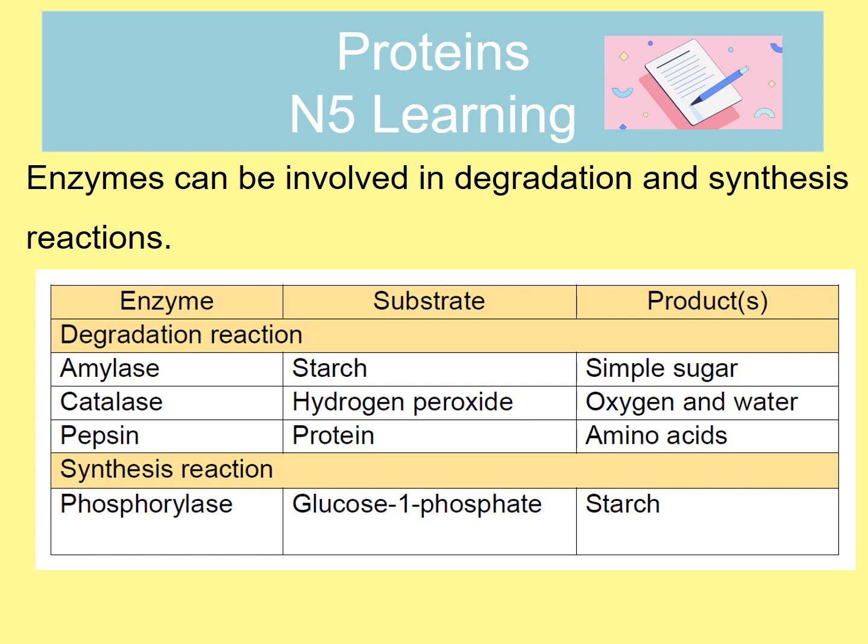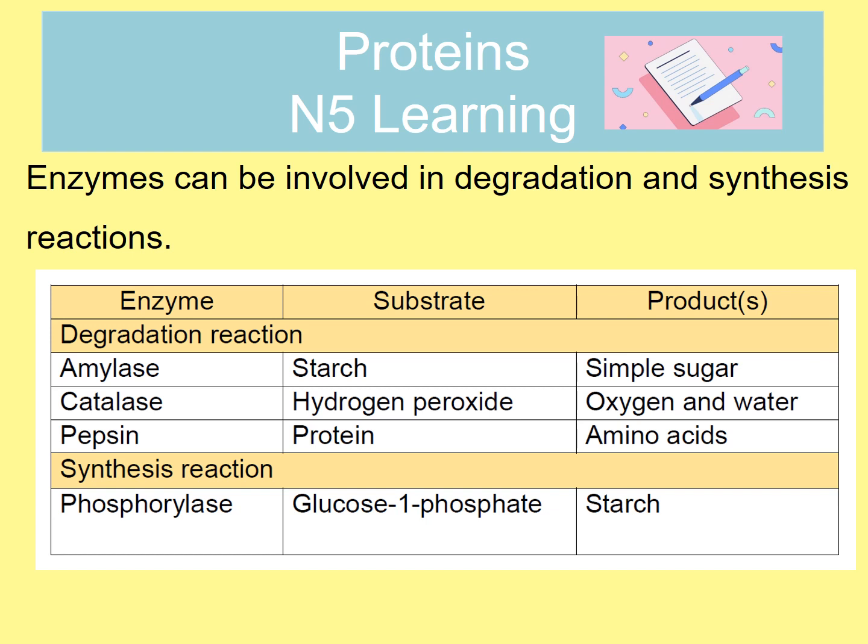Here's an example of some of the common enzymes that you would be expected to know at National 5 level. The first three are degradation, followed by our one example of a synthesis enzyme that we look at in National 5. You'll also see in the table we have the substrates identified and the products. So amylase, for example, is responsible for breaking down starch to form simple sugars, a large molecule being broken down to smaller products.